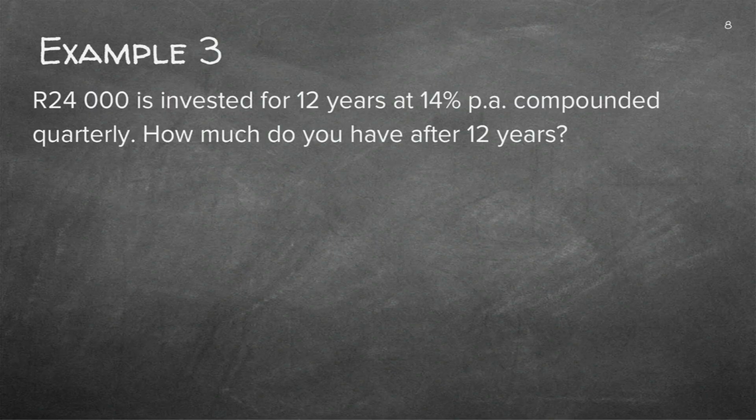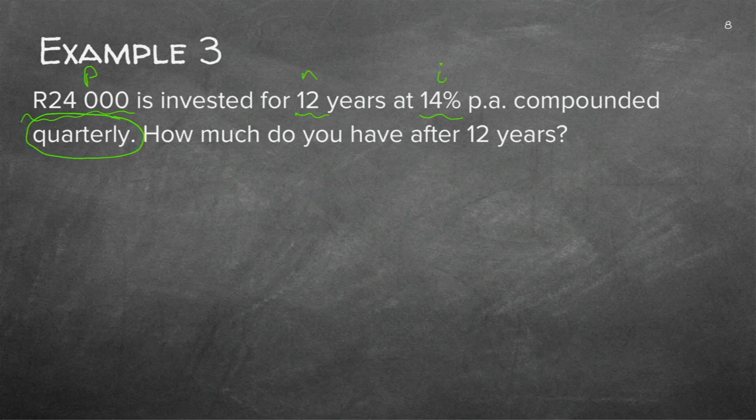24,000 Rand is invested. Do you agree with me now? I invested now, so that could be my P. For 12 years, that is my N. At 14%, that is my I. Compounded quarterly. I think you should always either highlight or draw a circle around daily, monthly, quarterly, semi-annually, because that makes a very big difference in your problem. How much do you have after 12 years?